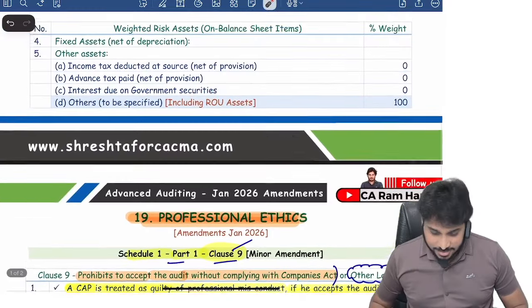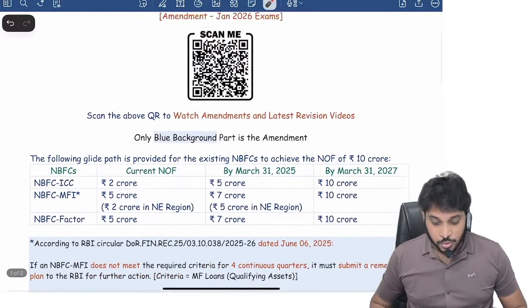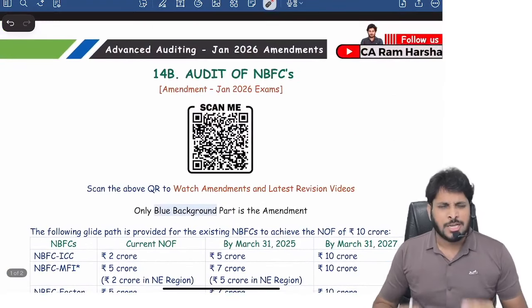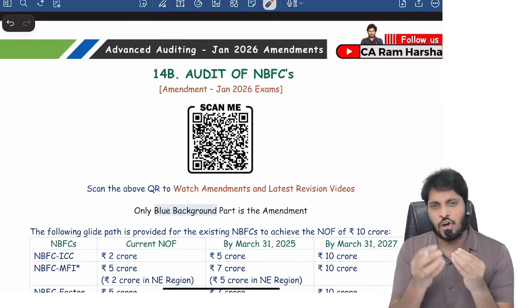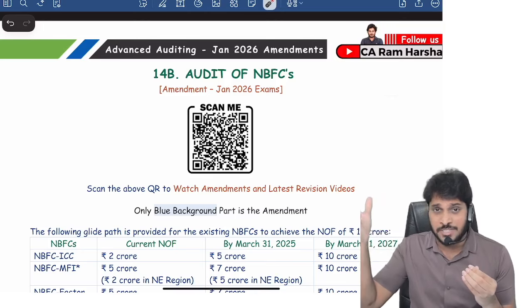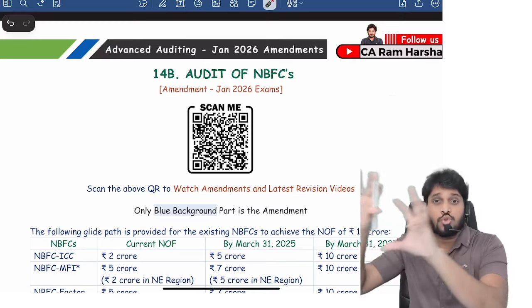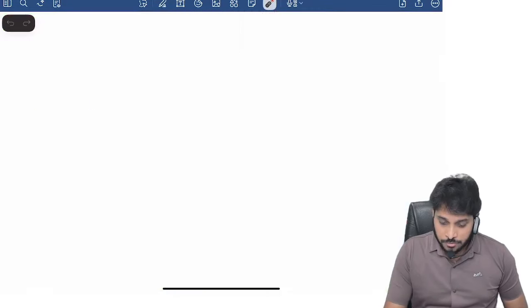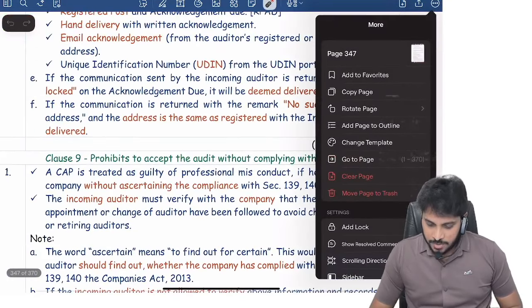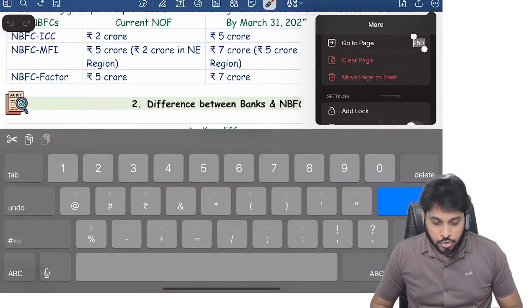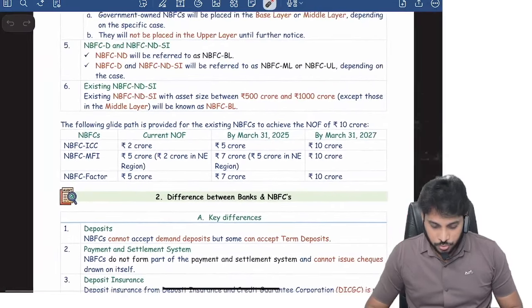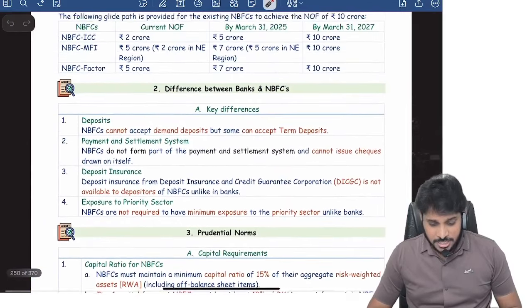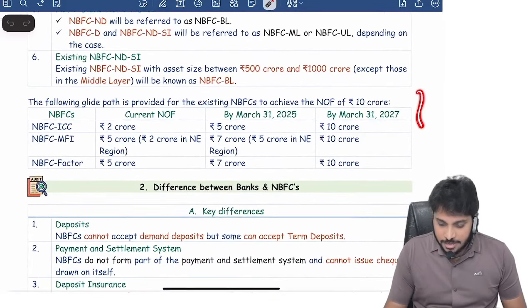So this is regarding the ethics related amendment. Now coming to NBFC. This is just a clarification which is already there in the RBI circular for NBFC scale based regulations. Now those clarifications are also added. That's it. Now if you remember, if you go to our book, those of you who are following my GoTo notes, just go to page number 242. Here there is a gliding path given, right?